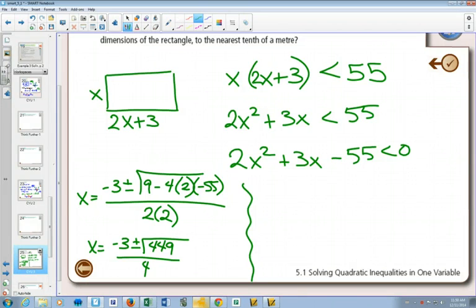And sure enough, that does not work out to a nice number. You'd have to go to your calculator anyways to plug this in. The square root of 449 is 21.1 plus or minus 3 divided by 4.